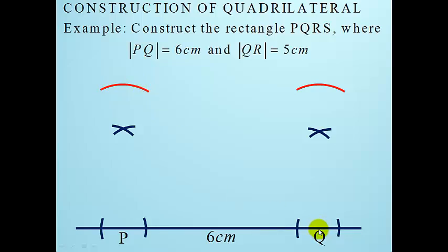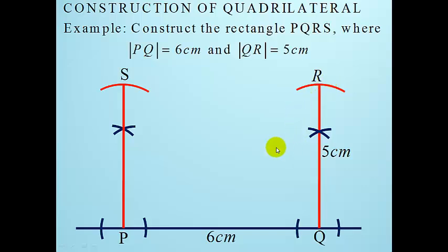You now draw a straight line from Q, passing through the intersection of the first arc you drew. You also draw a straight line from P, passing through the intersection of the first arc you drew to the second arc. And that is what we see. We name the point of intersection of the line and the arc S. And we name the point of intersection of the line and the arc R.